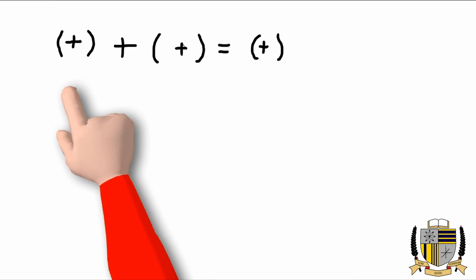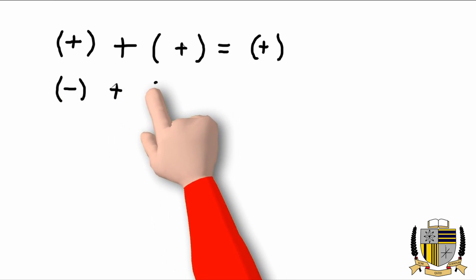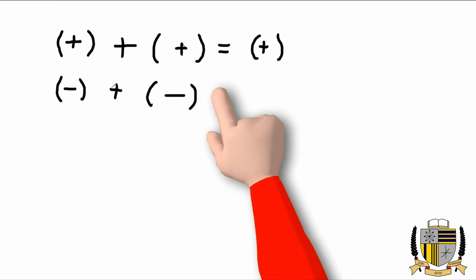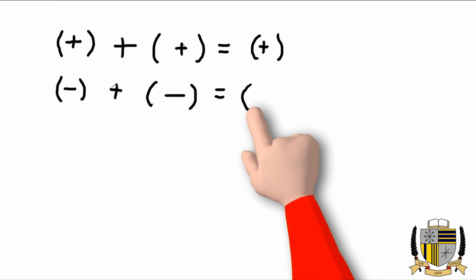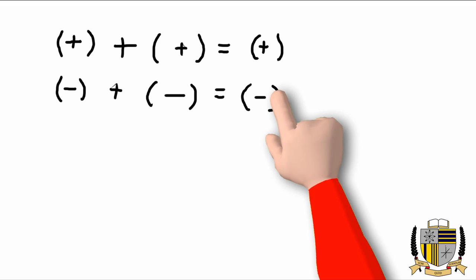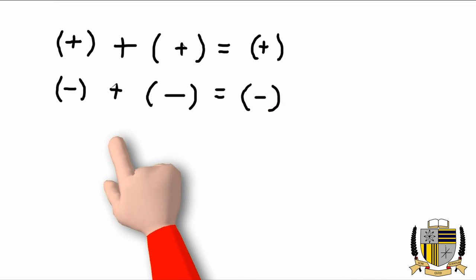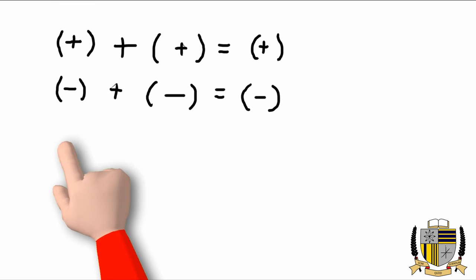If you have a negative number plus a negative number, your answer will be negative. So when you have the same sign and you're adding, your answer will be the same sign as the numbers you're adding. Let's do some examples.